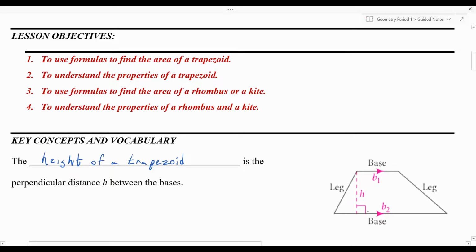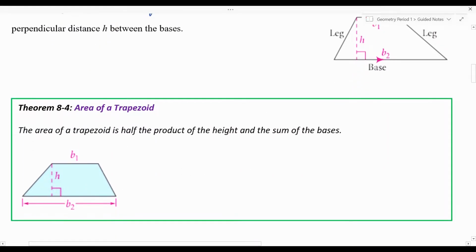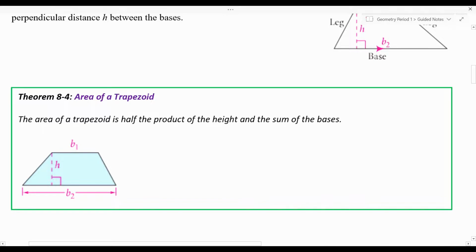This is our height. It is very similar, as a matter of fact it's identical, to the method we use to find the altitude of a triangle. We're going to take a look at some examples, but before that, let's look at Theorem 8-4, which states the area of a trapezoid: the area of a trapezoid is half the product of the height and the sum of the bases.